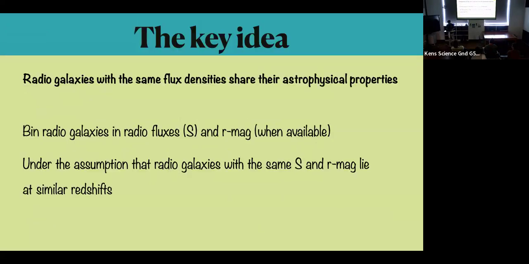I need redshifts. So the key idea in this work for luminosity functions is that I'm going with the assumption that radio galaxies within the same radio flux values share their astrophysical properties. If you take my entire sample of radio galaxies and divide them into bins of radio flux densities, I take one bin, then I say that all of those radio galaxies have the same properties. For instance, redshifts. They might be having the same redshift. It's not a very good assumption, but this is what I have, at least for now.